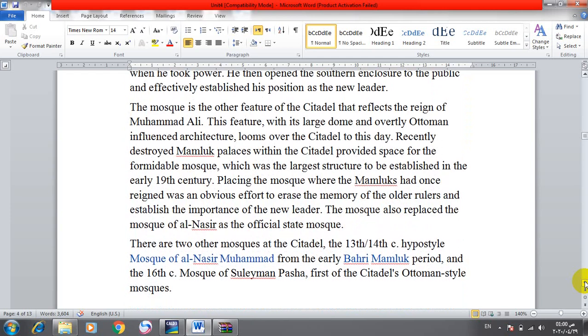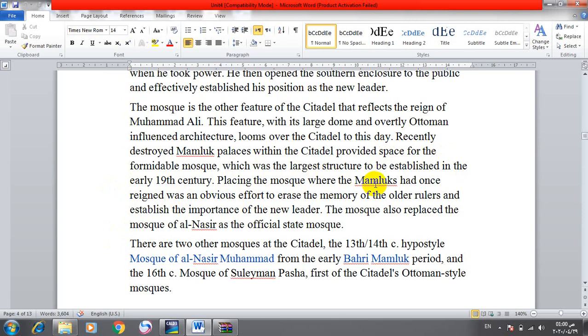The mosque is the other feature of the citadel that reflects the reign, فترة حكم محمد علي. This feature, with its large dome, Qubba, and overtly Ottoman-influenced architecture, looms over, يعني dominates or prevails, بيسود أو بيسيطر على the citadel to this day. Recently destroyed Mamluk palaces within the citadel provided space for the formidable mosque, which was the largest structure to be established in the early 19th century.